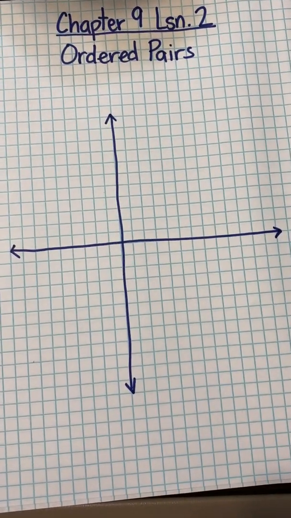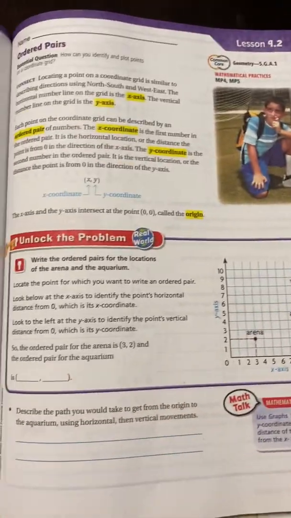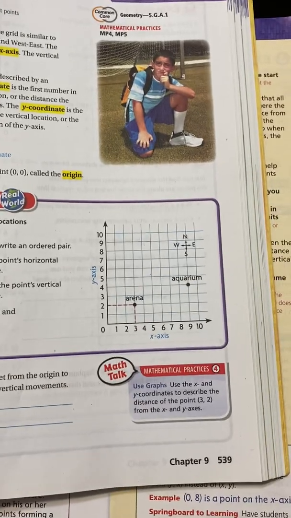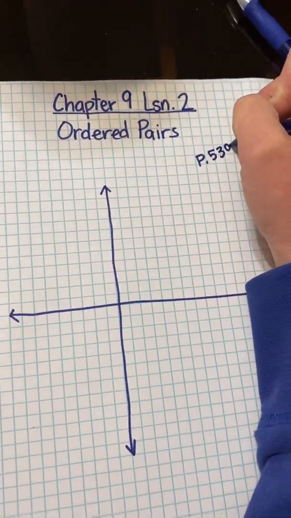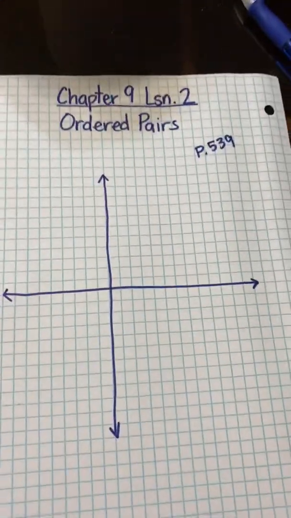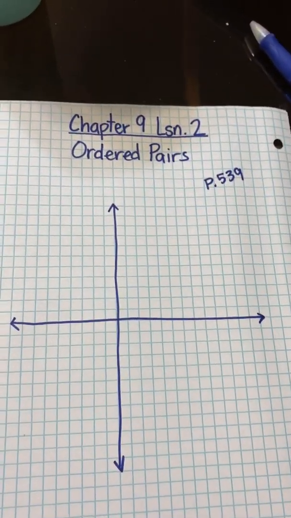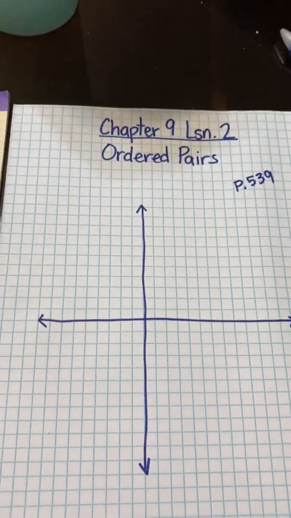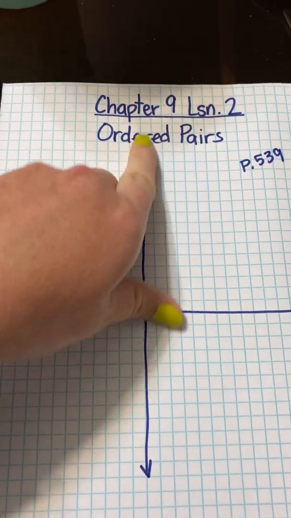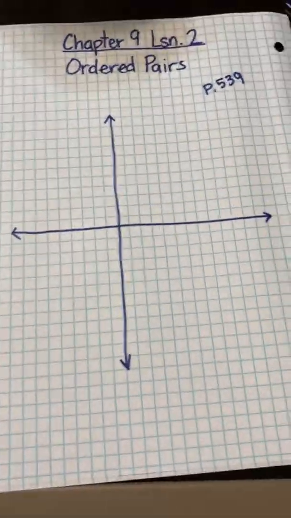I am looking in our math book. This is on page 539, for my friends that have the small books. Make sure you're on chapter 9. It should say graphing, patterns in graphing.